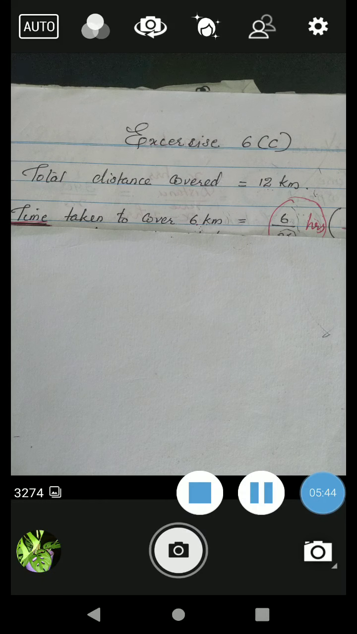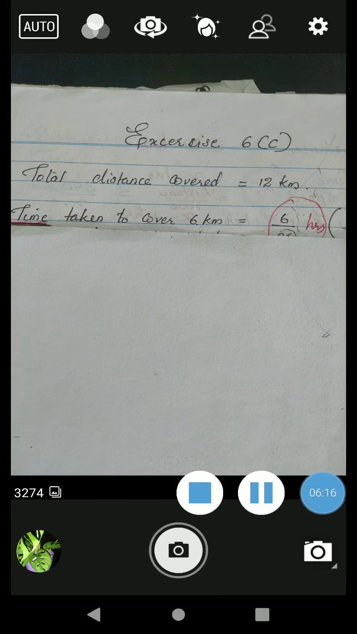Question number 3 and 4 homework. Do fifth one. A girl goes to her friend's house which is at a distance of 12 km. She covers half of the distance at a speed of x km per hour and the remaining distance at a speed of x plus 2 km per hour. If she takes 2 hours 30 minutes to cover the whole distance, find x.